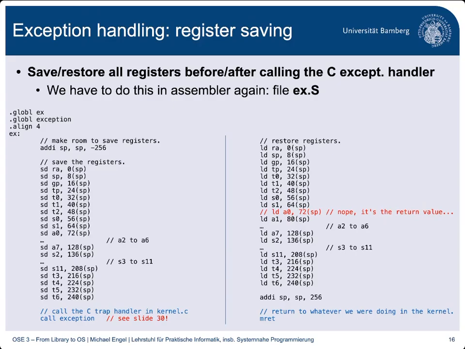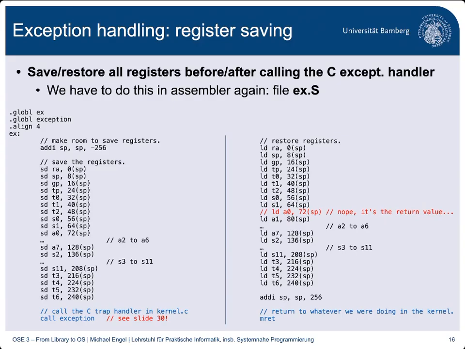So after our function call to exception, which works like a regular function call in C, after this returns, we need to restore our registers again. So we do everything in the opposite order. So we load our registers from the stack again. With one exception, we are not loading A0 here, because A0 could be the return value from our exception function. So we're not overriding this here, because we know this is the only register we are allowed to override after returning from a system call.